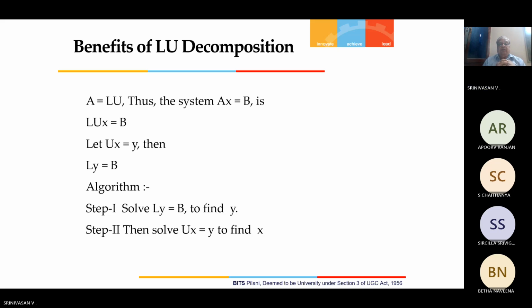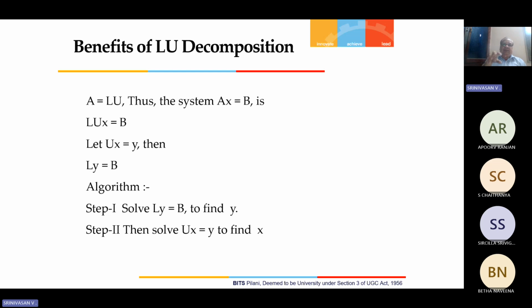Now, benefits of LU decomposition. So what do we do actually? You know how to solve, as I have already mentioned, AX equal to B if it's a non-homogeneous system in general, and if it's homogeneous, AX equal to 0. A equal to LU, so the system AX equal to B, which we are familiar with, is LU into X equal to B. So we have to make a substitution. Let UX be equal to Y. Then LY equal to B, isn't it?